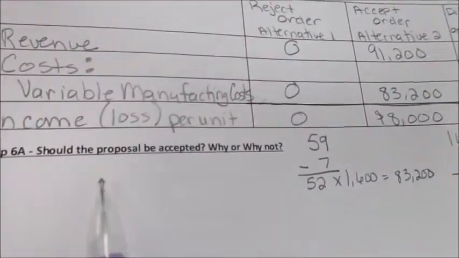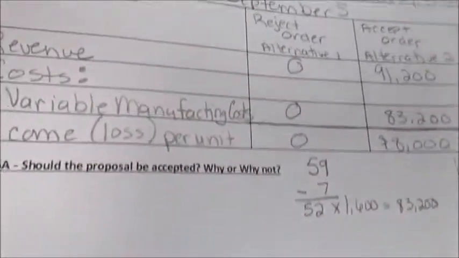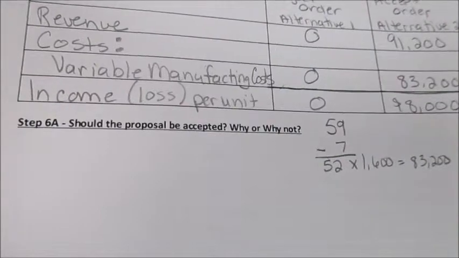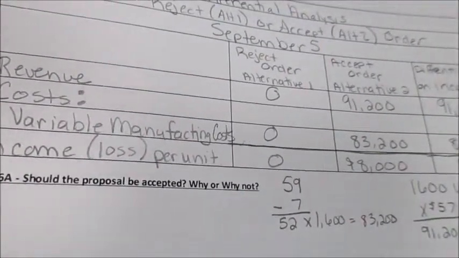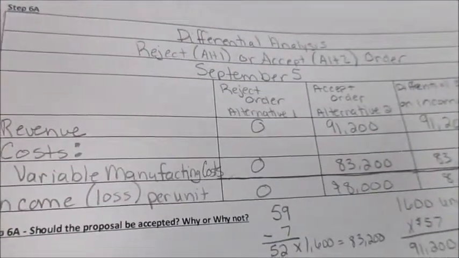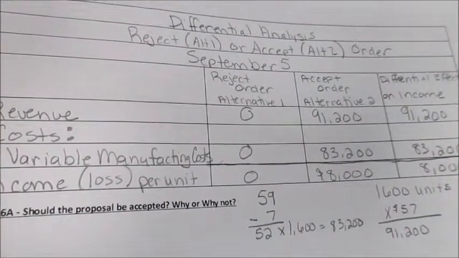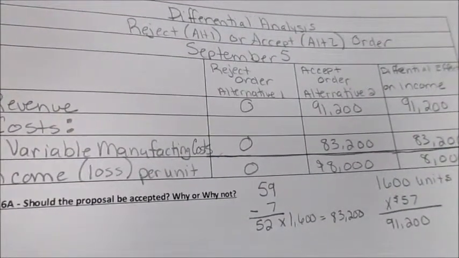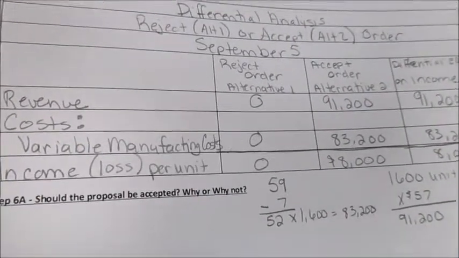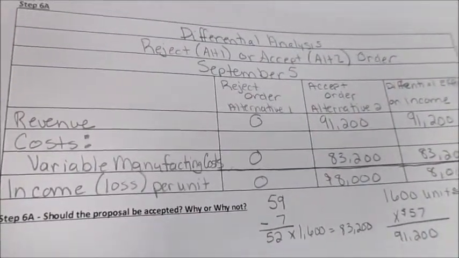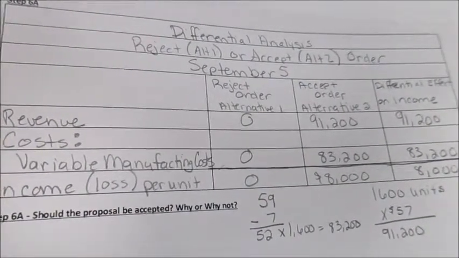Your next question says, should the proposal be accepted? Why or why not? I'm not going to answer that. I'm going to let you answer that question when you do your problem. If we don't accept the order, we're not making any money and we're not losing any money. If we do accept the order, we're going to make an extra $8,000 of income. At this point, you can head back to your PowerPoint if you stopped in the middle, or you can head on to your assignment if you did this last. Have a great week.